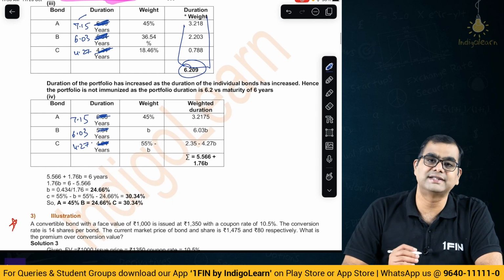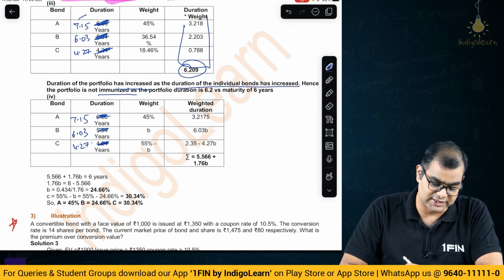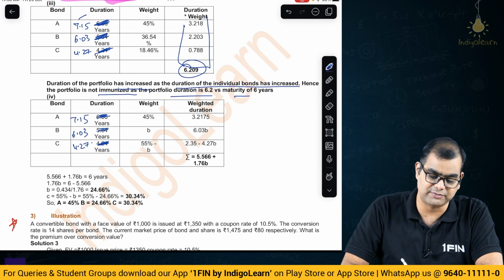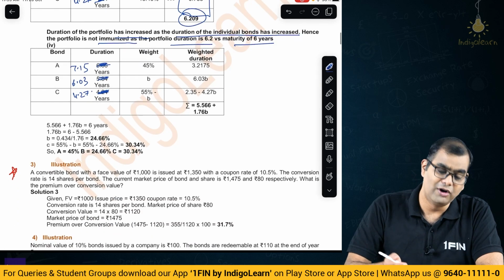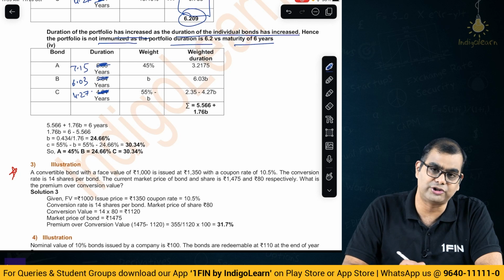So, they've asked why has it happened. So, duration of portfolio has increased as the duration of individual bonds has increased, hence portfolio is not immunized as the portfolio duration is 6.2 years versus maturity requirement of 6 years. Now, what are the revised weights of B and C such that the portfolio duration is now 6?